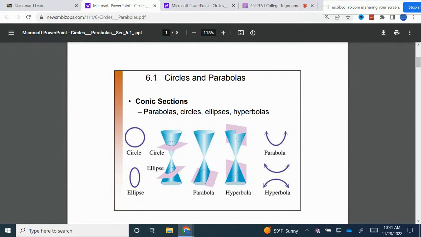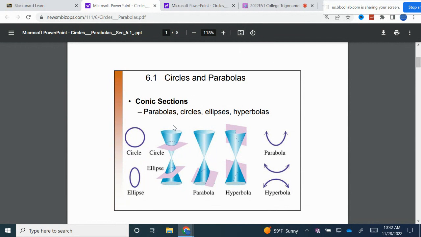And in the conic section, we have the following. We have parabolas, circles, ellipses, and hyperbolas. In this particular course, we're going to deal with parabolas, ellipses, and hyperbolas. So here's the setup. We basically have two cones that are intersected by a plane or by planes, and they produce the following shapes.